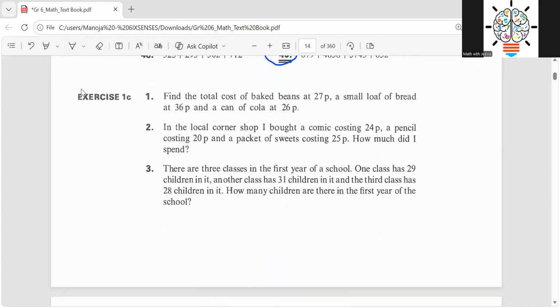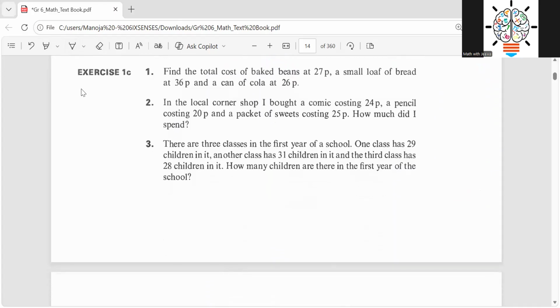So then you want to do this kind of word problem. What are you going to do? Find the total cost of baked beans at 27 pence, a small loaf of bread at 36 pence, and a can of cola at 26 pence. You want to find the total cost. How are you going to find the total cost? First, you write the cost of baked beans. This is how you write cost of baked beans.